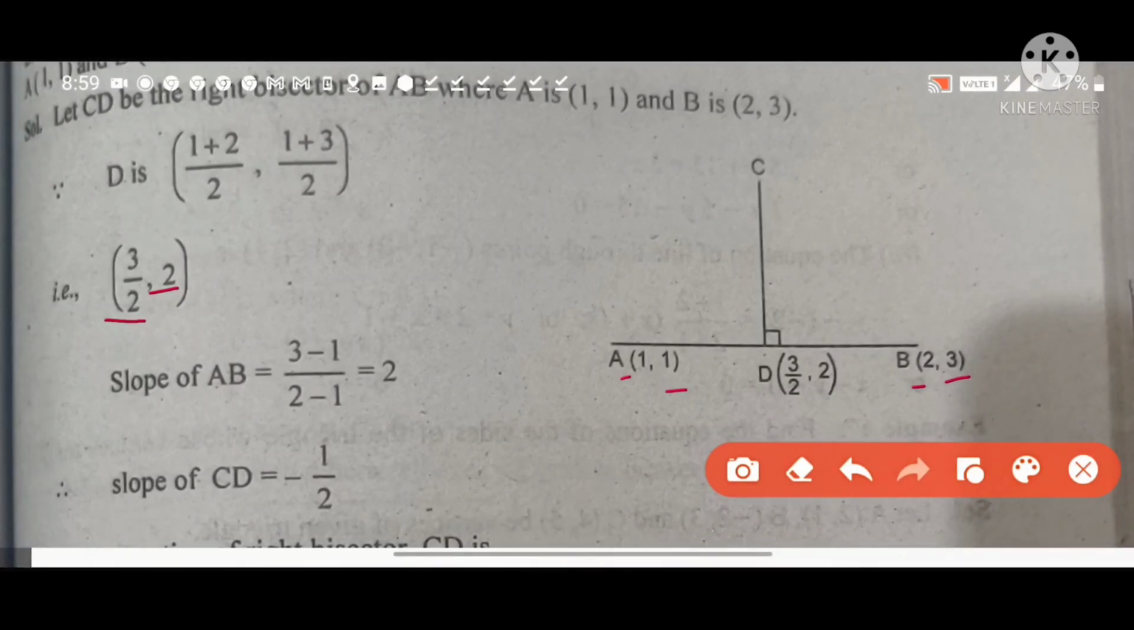Now slope of AB is calculated by y2 minus y1 divided by x2 minus x1. Similarly, slope of CD, because these are perpendicular lines, and for perpendicular lines the product of slopes is equal to -1. Because slope of AB is 2 and this is a perpendicular line, its slope is -1 by 2.